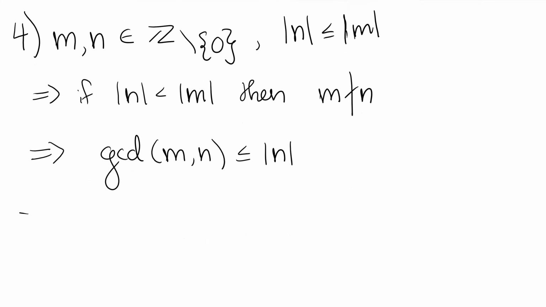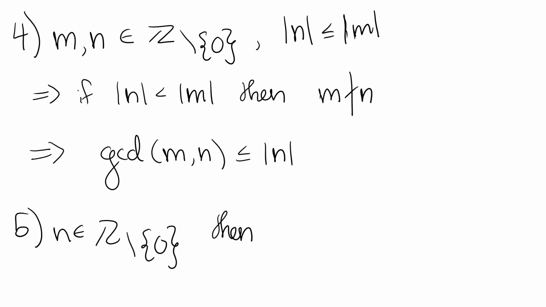So similarly to this, if n is some non-zero integer, then what's going to be the GCD of n comma n? What's going to be the absolute value of n? How cool is that?